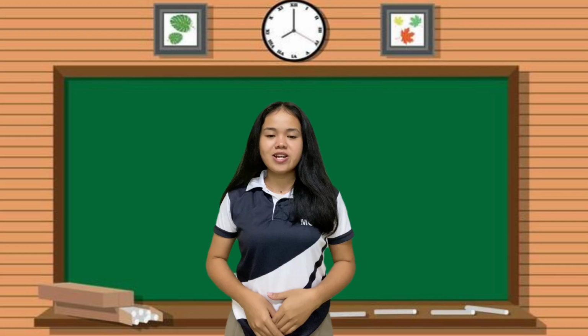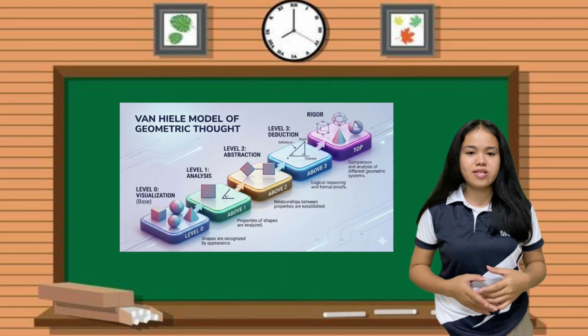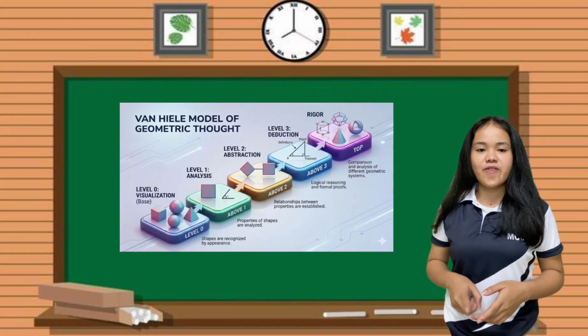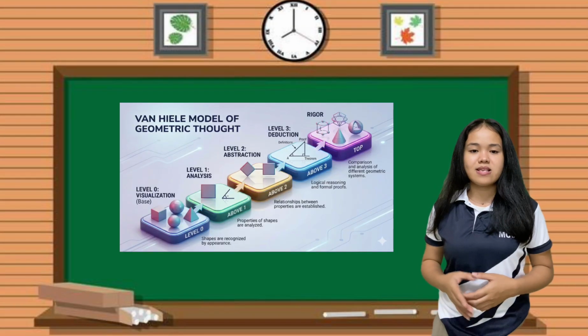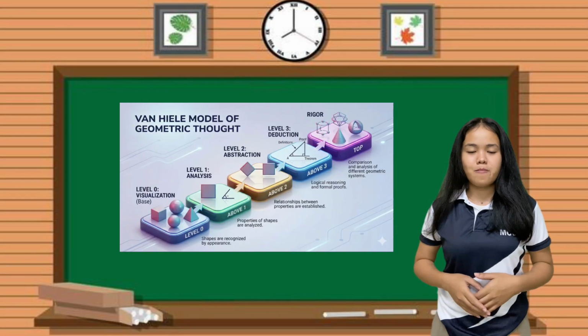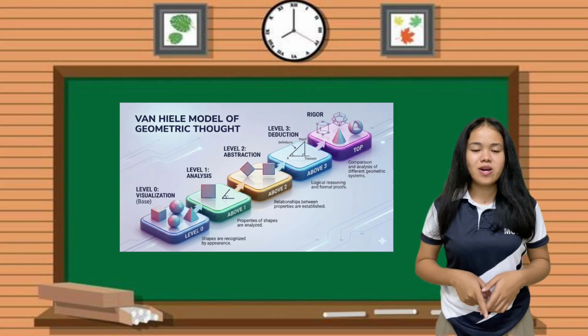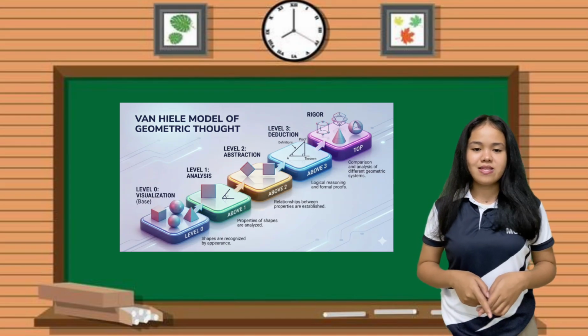As we have learned earlier, the Van Hiele model plays a crucial role in helping students develop their geometric thinking. It provides a step-by-step framework, allowing students to gradually progress from recognizing simple shapes to solving complex geometric problems. Let's dive deeper into how this model enhances mathematics learning, particularly in geometry.